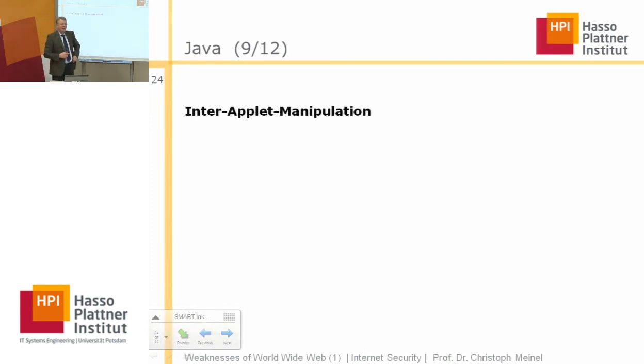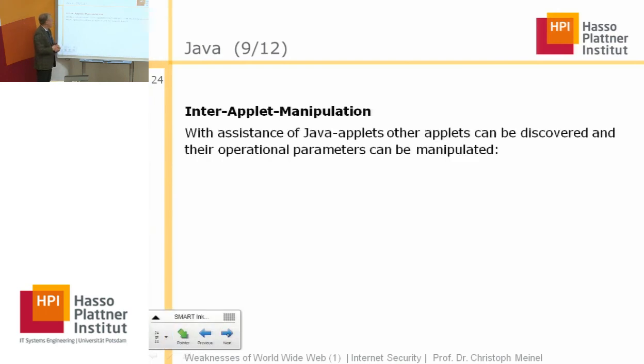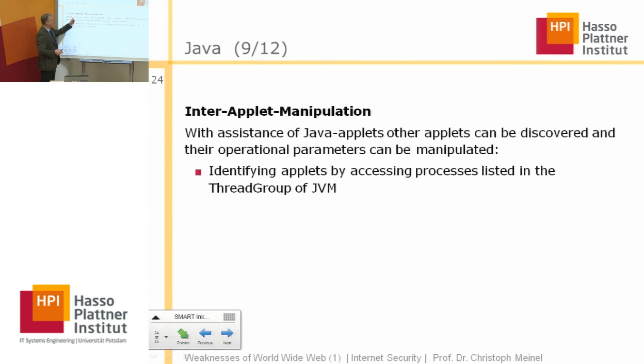Another security risk in the context of using Java and Java applets in the internet is so-called inter-applet manipulation. The idea here is that with the assistance of a Java applet, another applet can be discovered and its operational parameters can be found out or even manipulated. So running one applet, one can find out the existence of other applets and details of other applets.